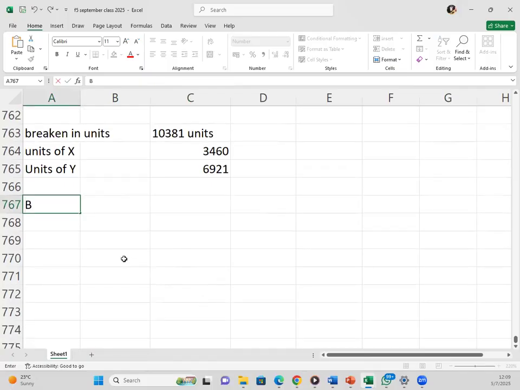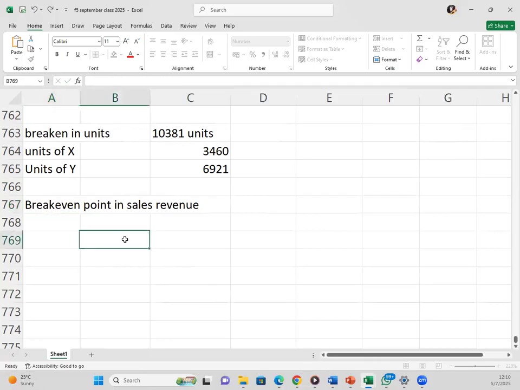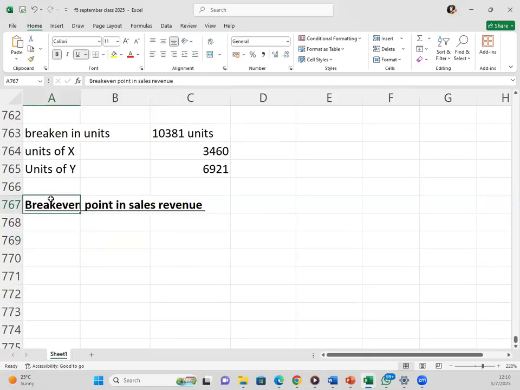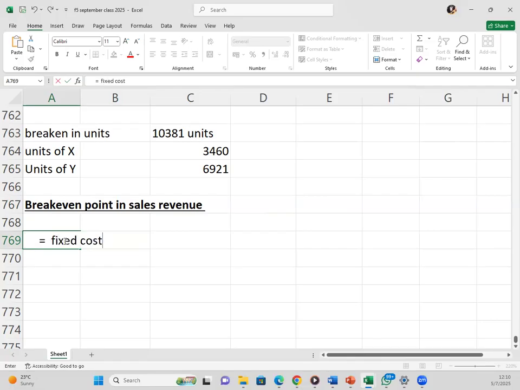So if it's now the break-even point in sales revenue, using the formula where we use contribution to sales ratio, we say, for you to get the break-even point in sales revenue, we say the fixed cost over the weighted average contribution to sales ratio. Weighted average contribution to sales ratio.